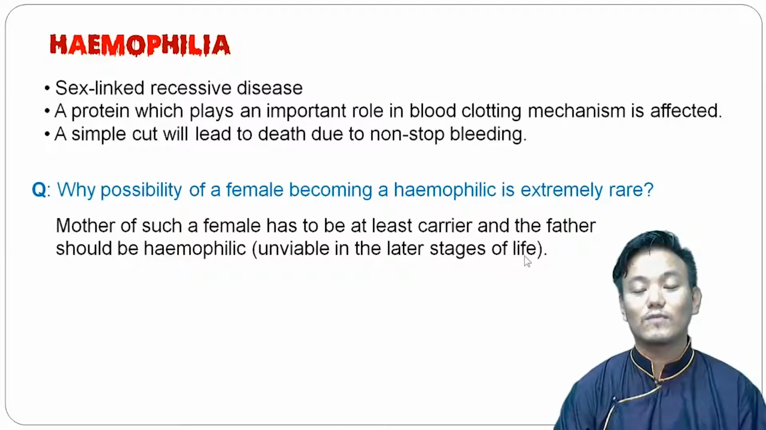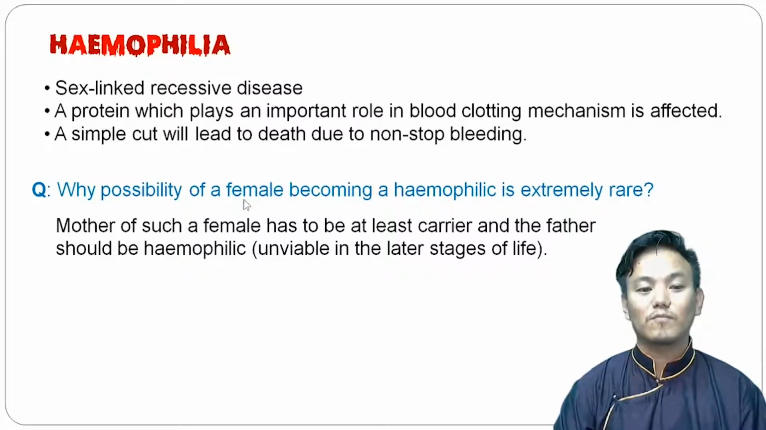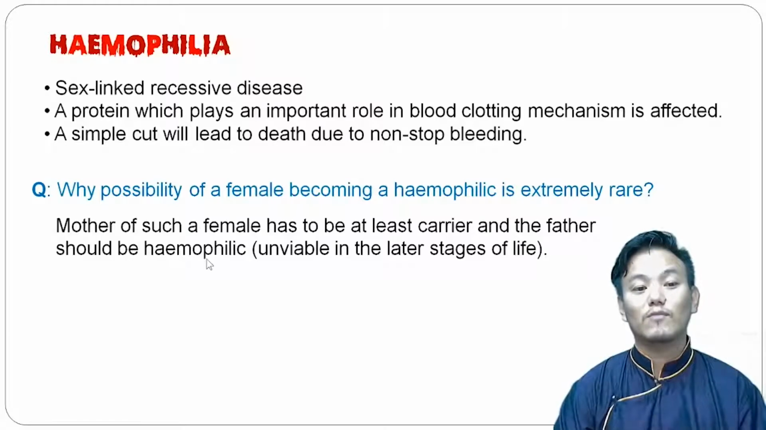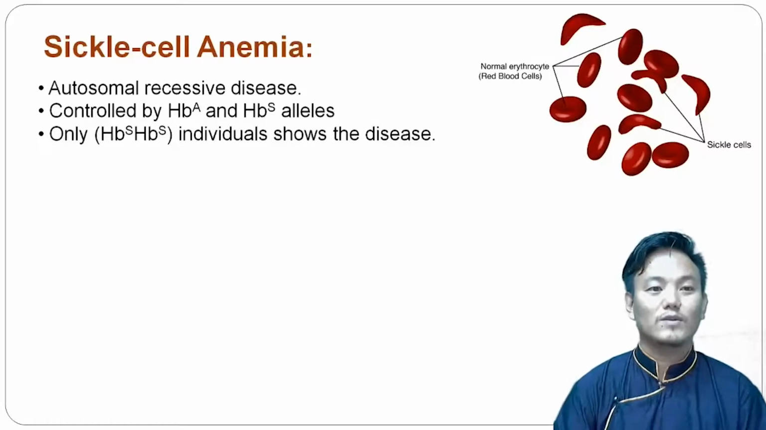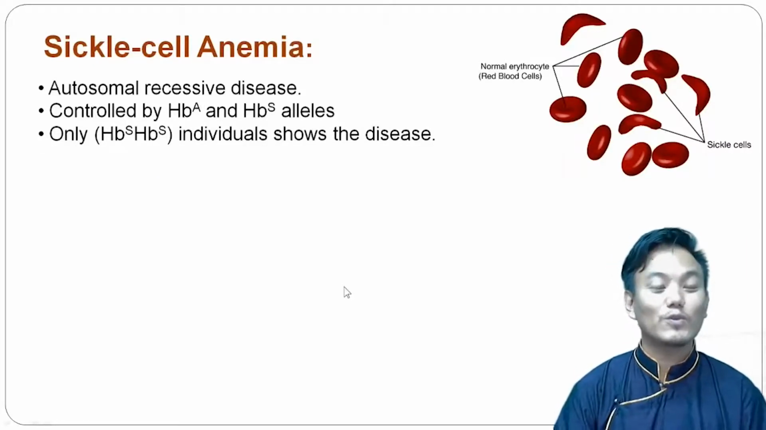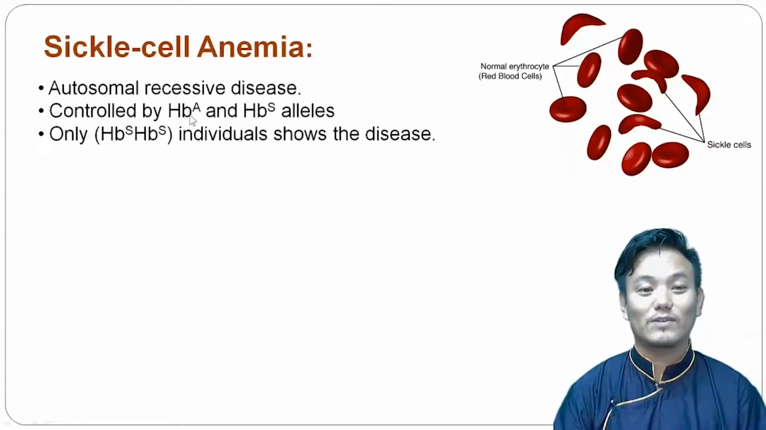That's what is written over here, right? If you look into your textbook, you will find this particular statement given. So what it means is, for a female to suffer from hemophilia, she has to have a father who is hemophilic, and that is not possible because males who suffer from hemophilia are unable to reach reproductive age. So that is the answer. So the third example is sickle cell anemia. Sickle cell anemia is an autosomal recessive disease. Remember, the first two examples were sex-linked recessive diseases.